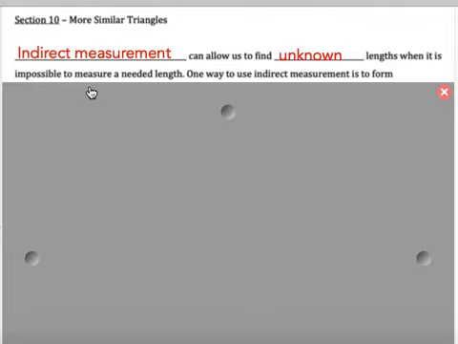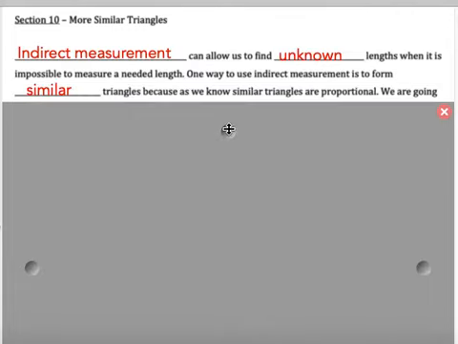For example, if I have a really tall building or a really tall tree that I want to find the height of, there's a couple ways in real life application that we could do this. Okay, so indirect measurement is I'm going to measure without actually using a physical tape measure. Okay, so one way is to form similar triangles. Okay, because we know similar triangles are proportional.